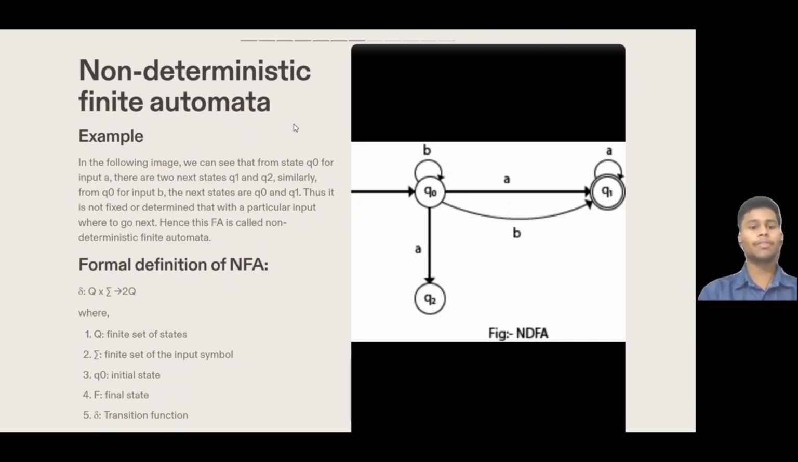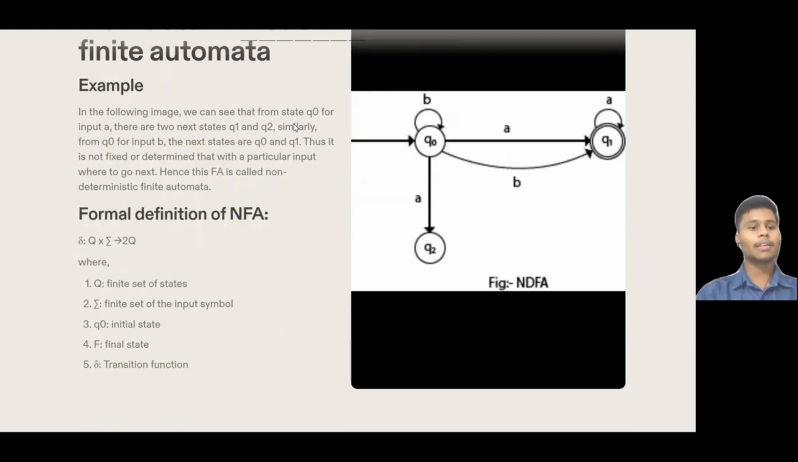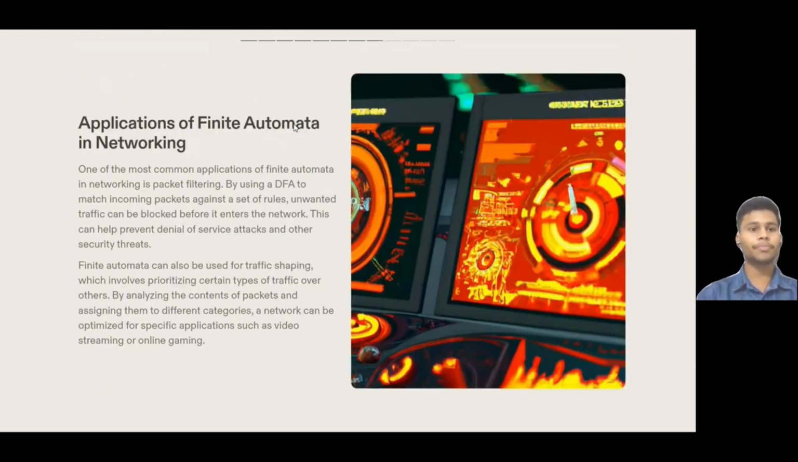Formal definition of NFA. Delta: Q cross sigma tends to 2^Q, where Q is a finite set of states, sigma is a finite set of the input symbols, Q0 is the initial state, F is the final state, and delta is the transition function.